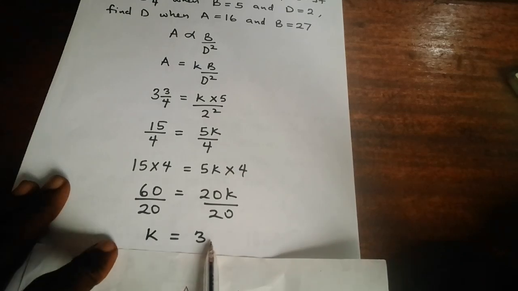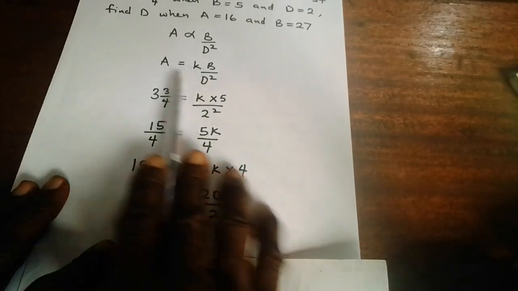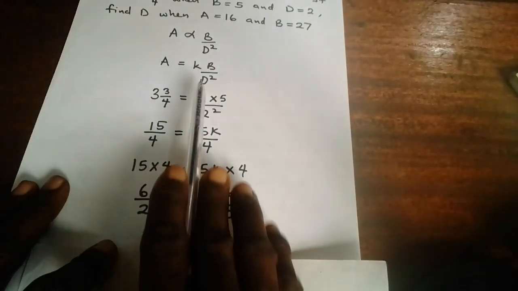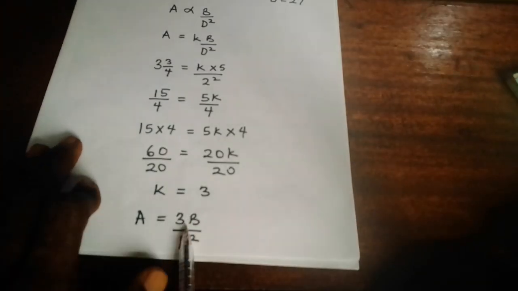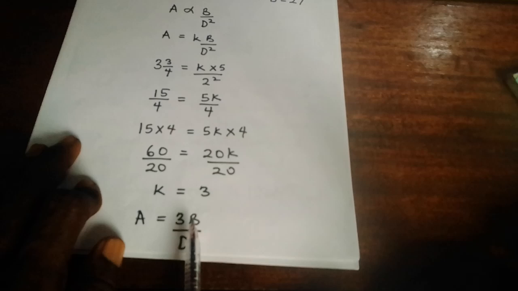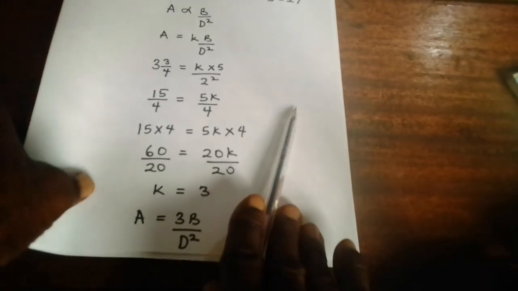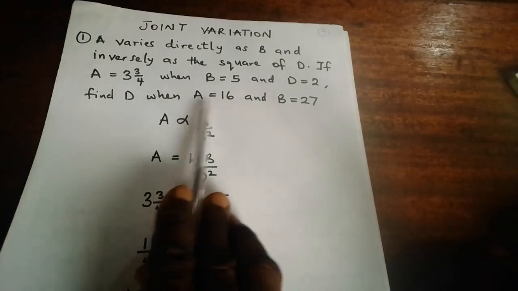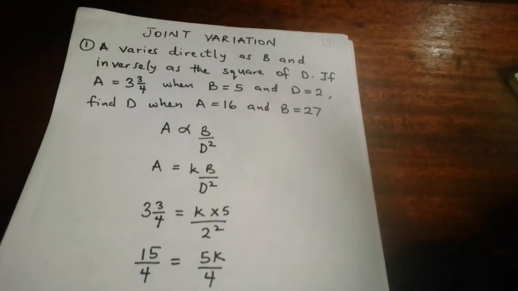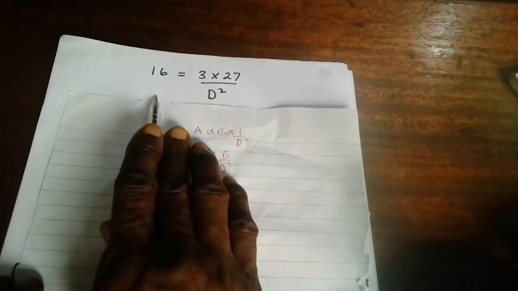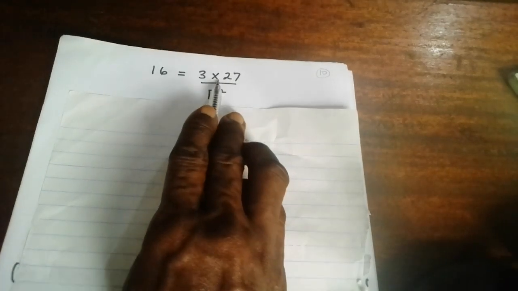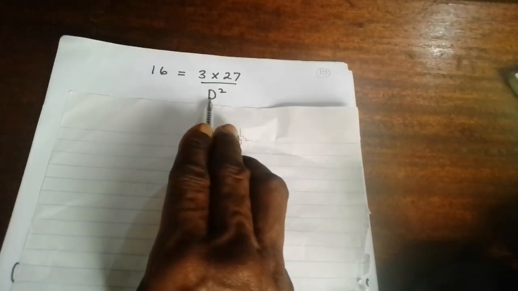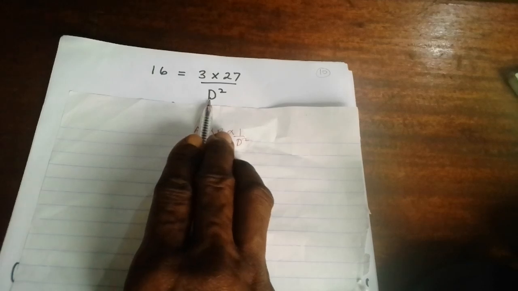You now substitute this into the formula. So the formula connecting A, B, and D will be A equals 3, in place of K I'm putting 3, B over D square. Then after that, you can now solve the next question, which is find D when A is equal to 16 and B is equal to 27. So you are going to substitute. Our A is 16. You put 16 is equal to 3 times B, which is 27, over D square. We are not given D.